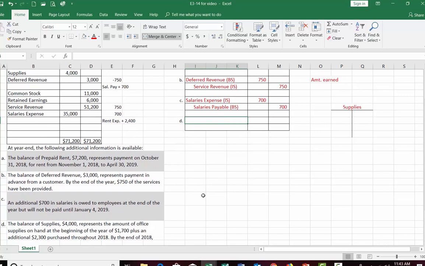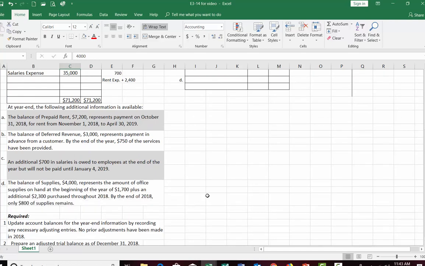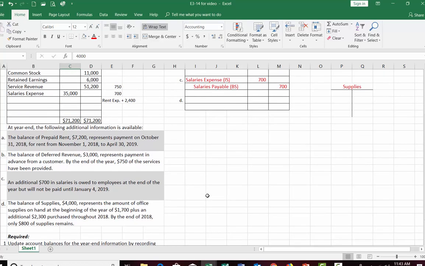All right, the last one here. This one's a little bit more complicated. They actually give you more information than you need, but let's walk through the details here. The balance of supplies, $4,000, here it is on our trial balance, represents the amount of office supplies on hand at the beginning of the year, $1,700, plus an additional $2,300 purchased through 2018. By the end of 2018, only $800 of supplies remains.